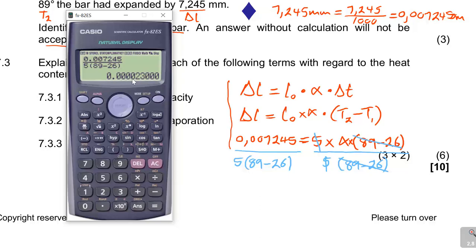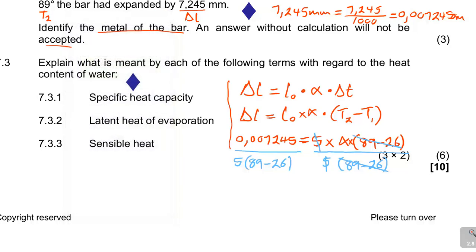0,0000. So how many zeros are there before the number? It's 1, 2, 3, 4. So there are 4 zeros, and then 23, so the answer is 0,000023 per degree Celsius, which is the coefficient of expansion. So that is my alpha.